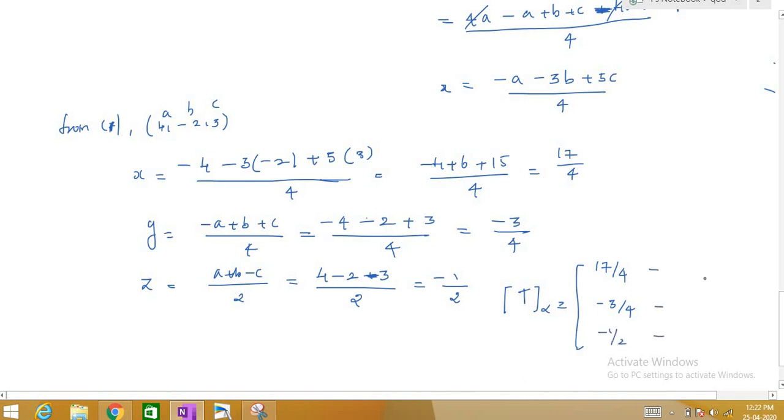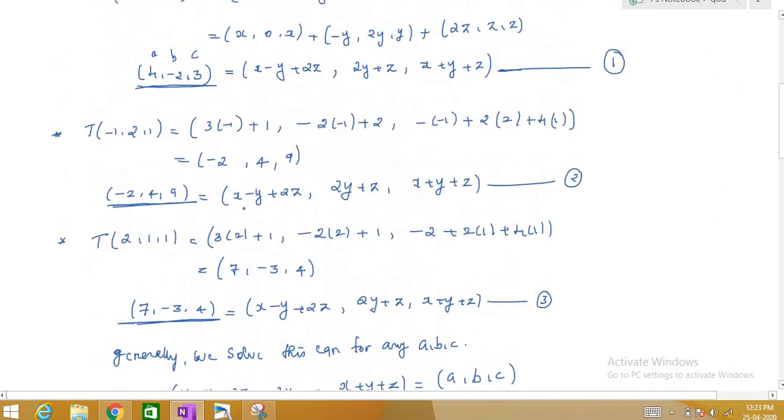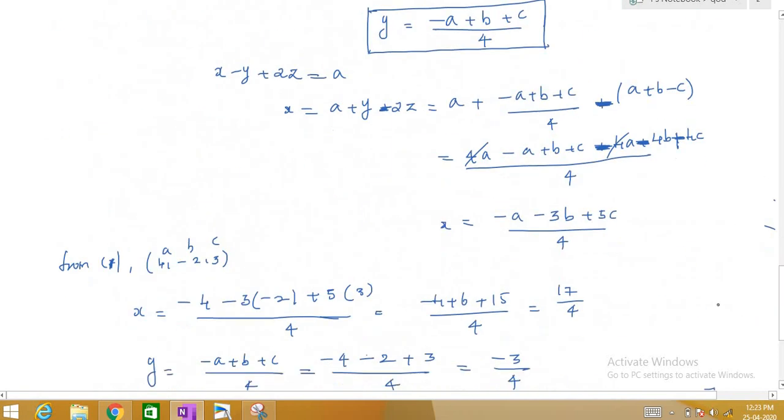So in similar way you find these two columns. So these two columns can be found by substituting what? You just substitute a is equal to minus 2, b is equal to 4, c is equal to 9. You will get the corresponding x, y, z. So it will be the second column, and here you just substitute a is equal to 7, b is equal to minus 3, and c is equal to 4, right? So that's it. So I'll just give you an answer.